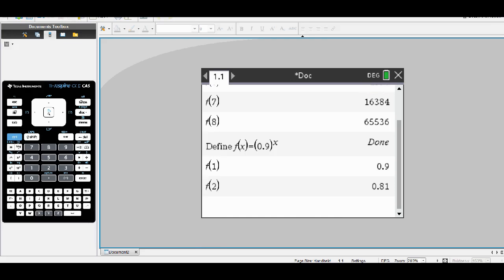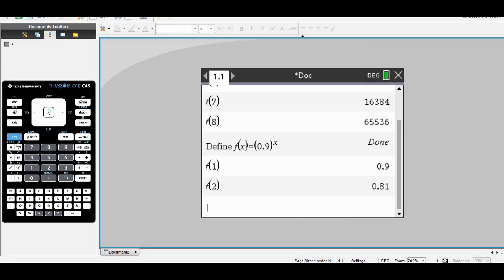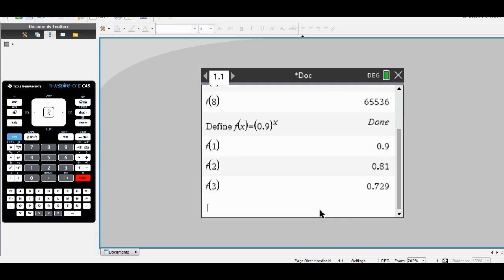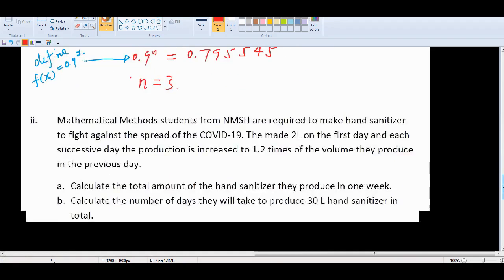So let's see, when we got F2 0.81, which is still greater than 0.79, and we shall not use that 2, because we know the bigger the index, the smaller the result, right? So let's see 3, okay? For 3, you see there's 0.72, which is less than this one. So we understand that n should be 3 instead of 2, okay? Remember that when the base is greater than 1 or smaller than 1, they are quite different in terms of their behavior.